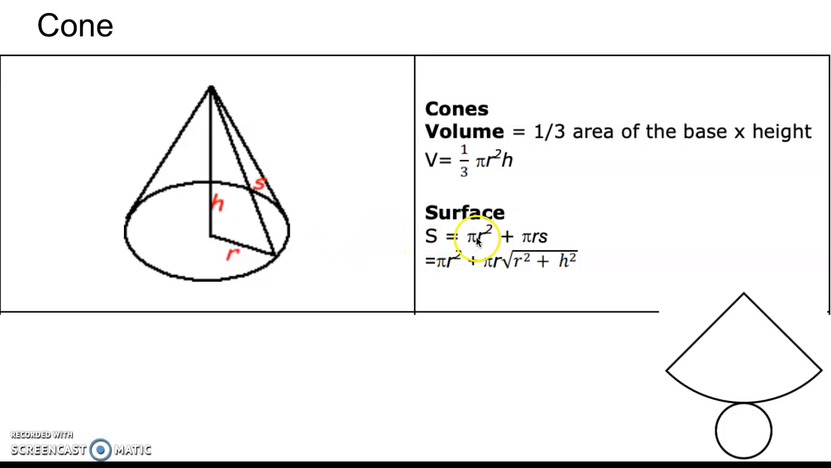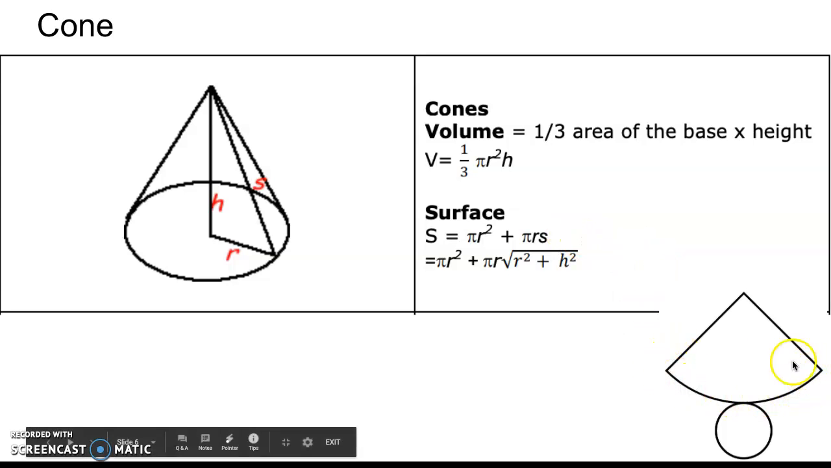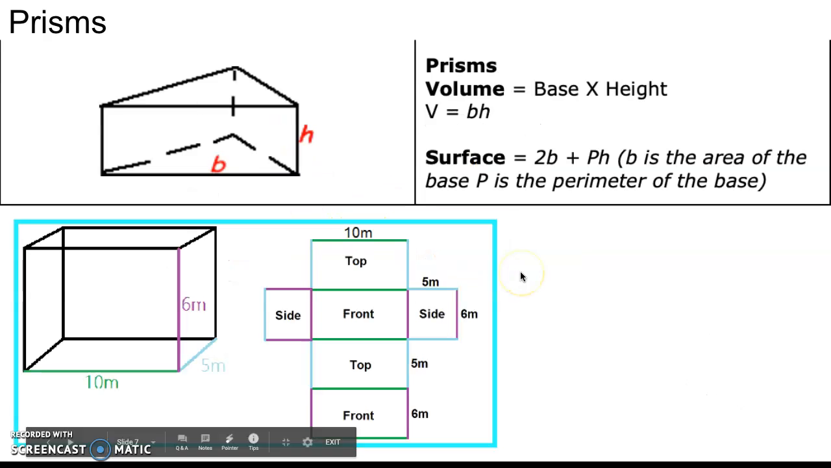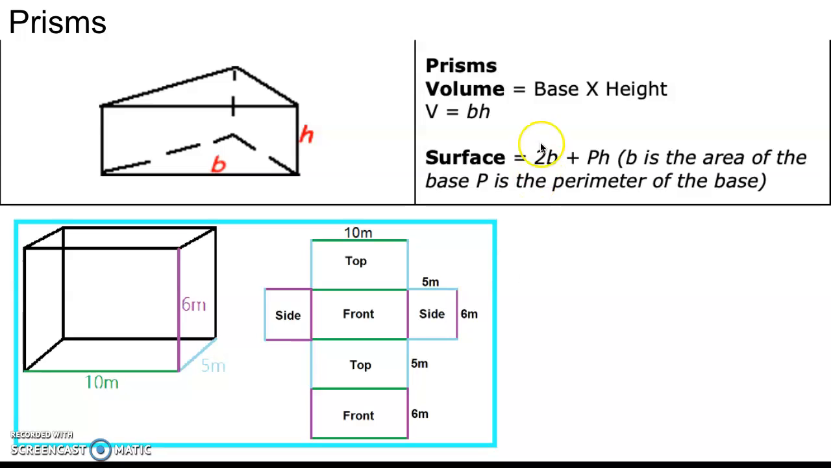For the surface area, it's pi times radius squared for the area of the circle, plus pi times radius times s for this sort of fan shape that the outside of the top of the cone makes. And finally, for prisms, it's always base times height for volume.